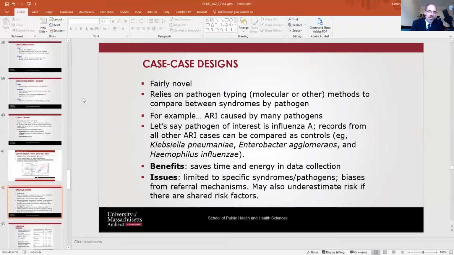Let's say the pathogen of interest is influenza A. Records from all other ARI cases can be compared as controls, and like, all these different types. Benefits are it saves time and energy in data collection. The issues: limited to specific syndromes, pathogen, bias from referral mechanism, and it may also underestimate risk if there are shared risk factors. So, we can talk about case controls, but depending on what we're interested in, we might want to compare cases to cases.